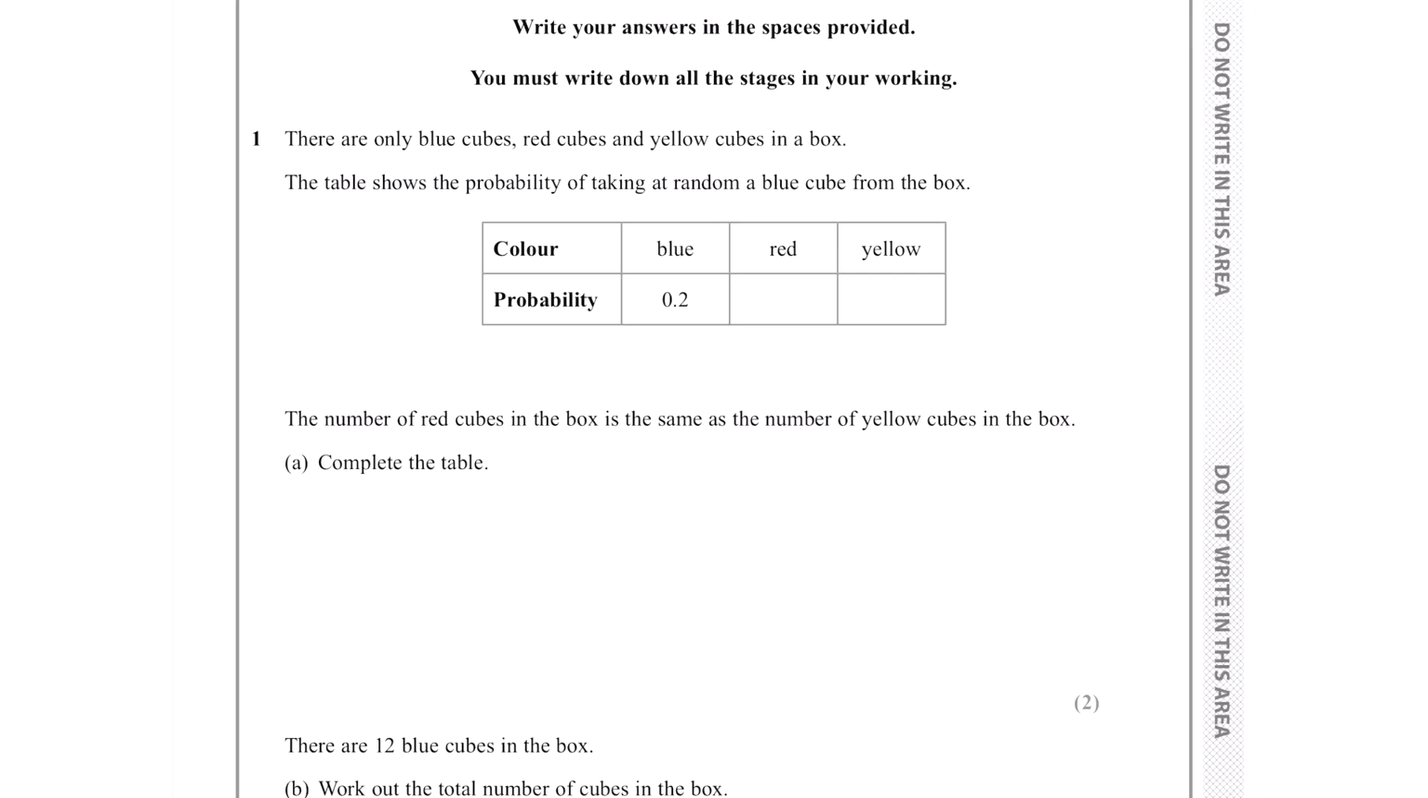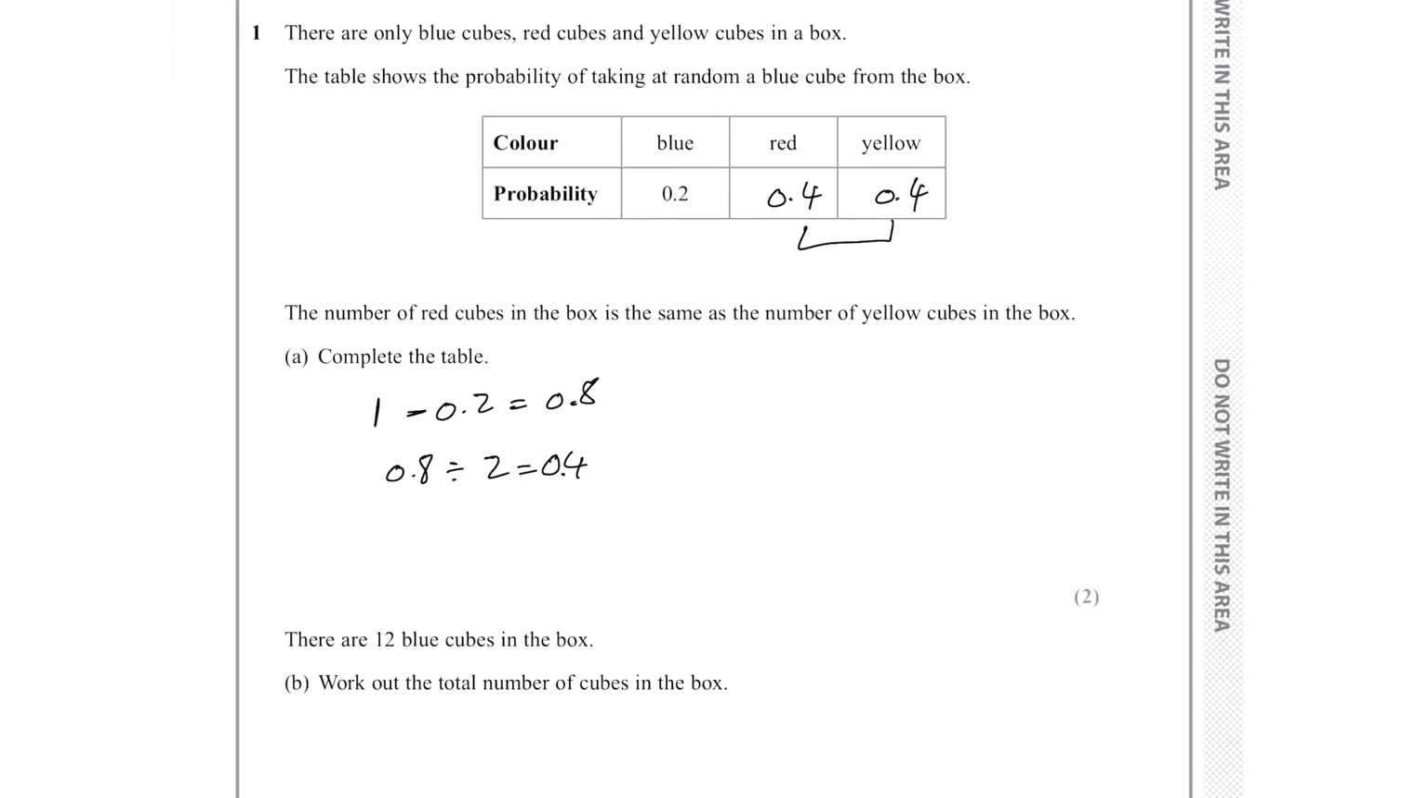The number of red cubes in the box is the same as the number of yellow cubes in the box. Complete the table. So we know that probability adds up to 1. And these two are exactly the same, so we can do 1 minus 0.2, which is 0.8. And since they're both exactly the same, we can do 0.8 divided by 2, and that's 0.4. So that's 0.4 and 0.4, and all that adds up to 1.